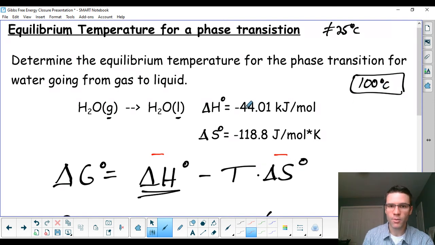To calculate that, we just plug in our delta H here, our delta S, and we can solve for a temperature at which our Gibbs free energy is 0.